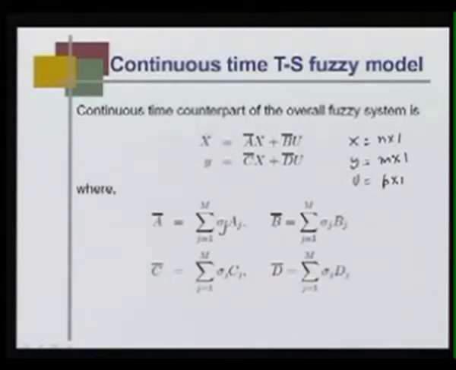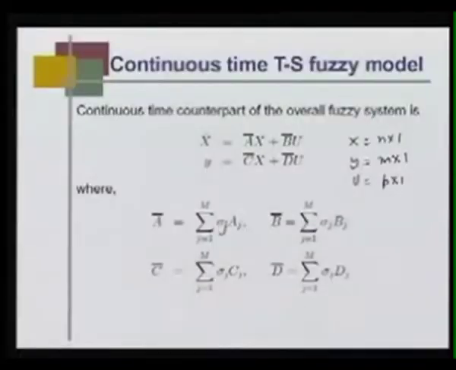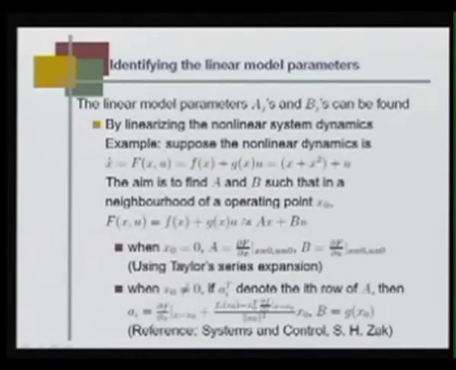What we said is, until now we just said what the T.S. fuzzy model is, right. Now, given an actual nonlinear plant dynamics, can I directly write what should be the T.S. fuzzy model? It is actually simple.